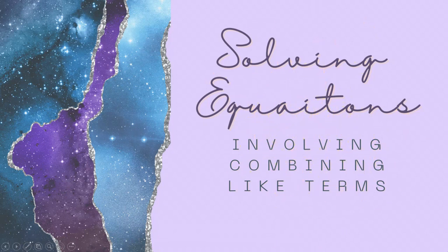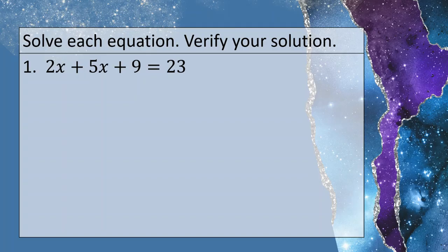On today's episode of Solving Equations, we are solving equations involving combining like terms. In example 1, our equation is 2x plus 5x plus 9 equals 23. Now, to identify like terms, they have to have the same variable with the same exponent. So our like terms here are 2x and 5x because they have the same variable part.